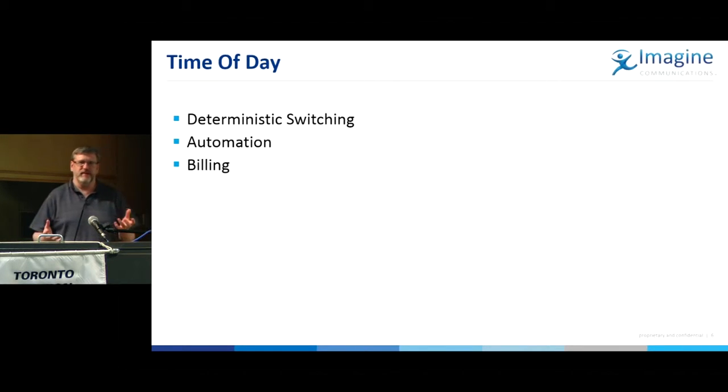Okay, so time of day. Basically every device in our network now knows what time it is down to microsecond accuracy. So we can use this if I'm doing router control. I can do deterministic switching, or my automation system can use this, or my billing system. So not overly exciting, but just a few simple uses of knowing what time it is.